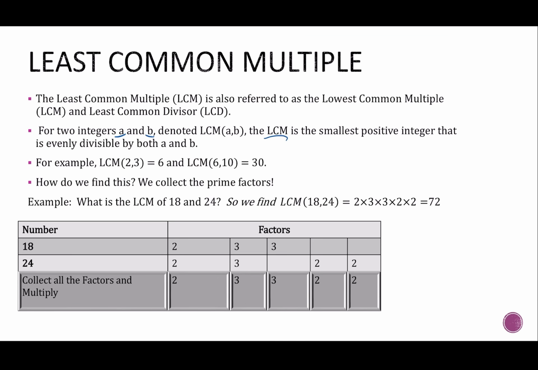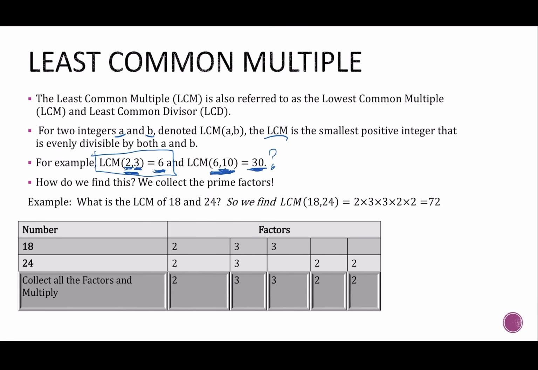So for example, the least common multiple of 2 and 3 is 6, because 6 is the smallest number divisible by both 2 and 3. The least common multiple of 6 and 10 is 30, because that's the smallest number divisible by both 6 and 10. Now, maybe it was easier to see off the top of your head, okay, yeah, 6, that makes sense. But how did we find 30?